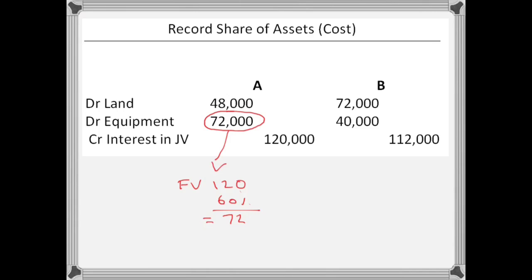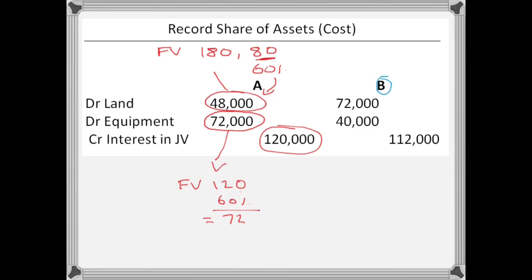Now, the land is slightly different because, even though it has a fair value of 180, we're using cost, or A is using cost, and it knows the land is only worth 80. So it actually uses this number here and takes 60% of that, and 60% of 80 gives you 48. And so debit land 48, debit equipment 72 will give you the credit interest in joint venture $120,000.